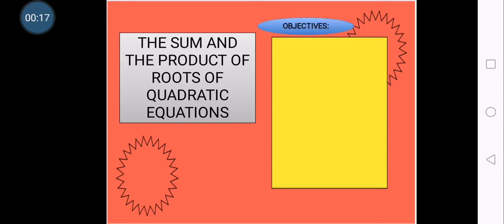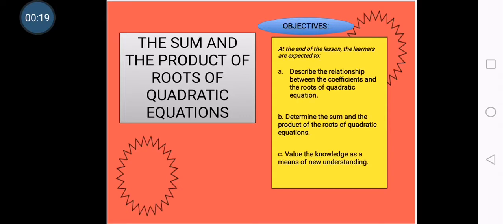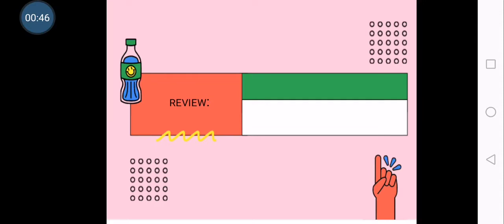So, ang objectives po natin, at the end of the lesson, the learners are expected to: one, describe the relationship between the coefficients and the roots of quadratic equation. Pangalawa, determine the sum and the product of the roots of quadratic equations and value the knowledge as a means of new understanding. So, ito po, kagaya ng sinasabi ko ay madali lang.